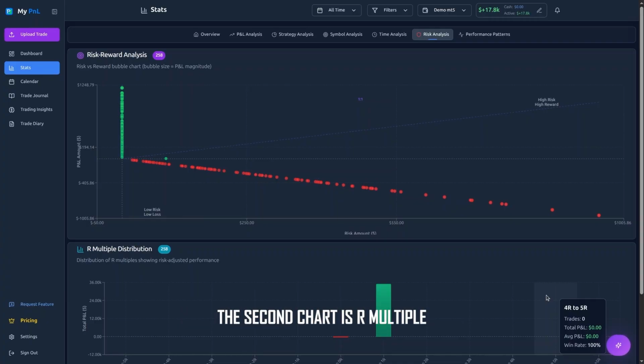The second chart is R multiple distribution. This shows my risk adjusted performance across 258 trades. R multiple measures how much I made or lost relative to my initial risk. See that massive green bar? That's around 0R to 1R, meaning most of my trades are breaking even or making small gains relative to risk. Notice the small red bar on the left? Those are trades where I lost money relative to my risk.